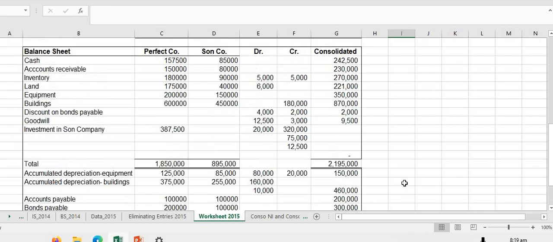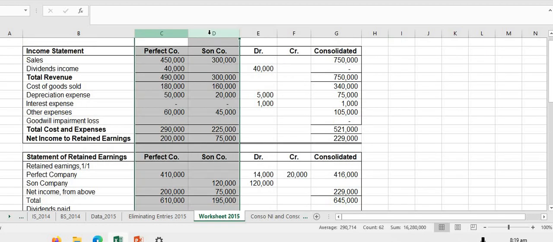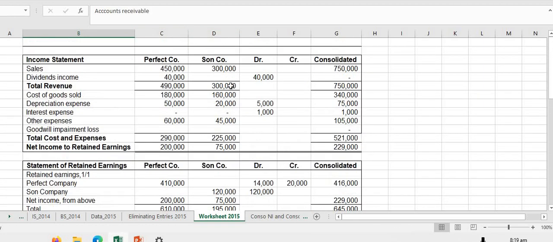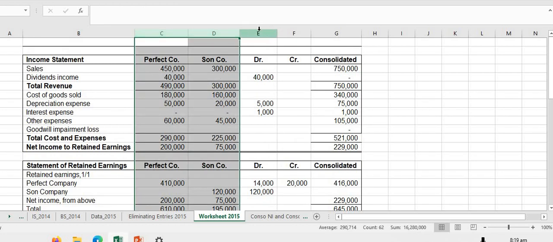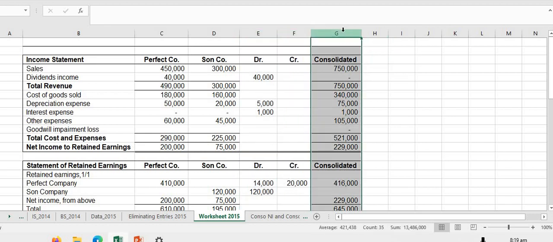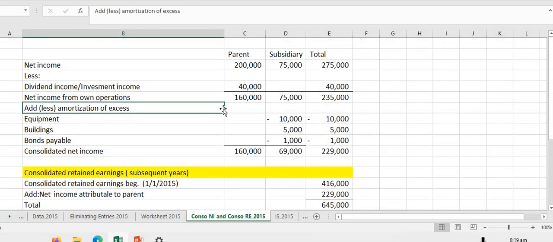Okay? Yan siya. So, actually, ito lang naman yung trial balances or income statements, the retained earnings, and balance sheet of the parent and the subsidiary. Then we plot lang naman, diba, our eliminating entries, no? Then to get the consolidated balances. Okay? Okay, so to compute for the consolidated net income natin actually, no?